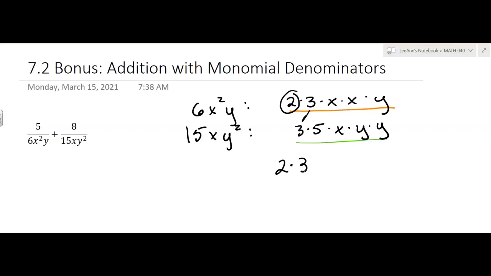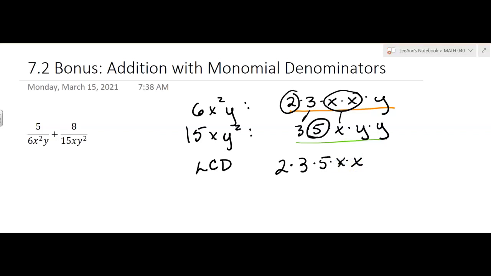This, by the way, what I'm doing is finding the LCD, or the LCM, whichever way they say it. I'm also going to need a factor of 5 because the 15xy squared has a factor of 5. Now, looking at the x's, you have to take the biggest group. So I have 2 factors of x here. I only have one factor of x there. That's okay. 2 is bigger than 1, and so I have enough factors of x for the 15xy squared.